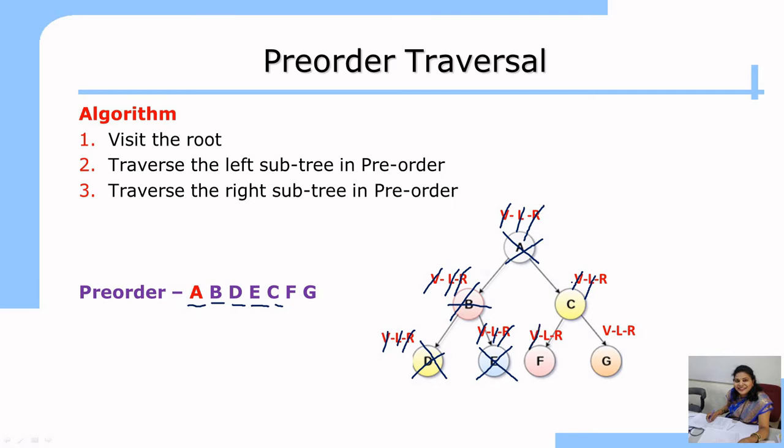Again, first step is visit the vertex. You print F here. Go to the left side. There is nothing. Right side there is nothing. So you come to the C. Only one step is remaining. Go to the right side. So your control comes over here.